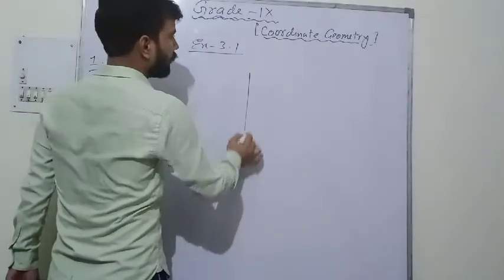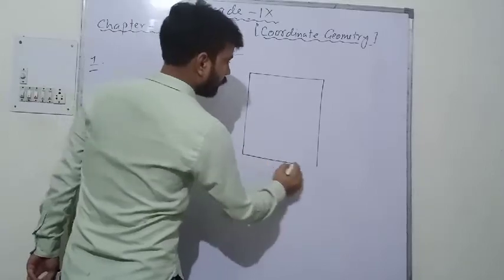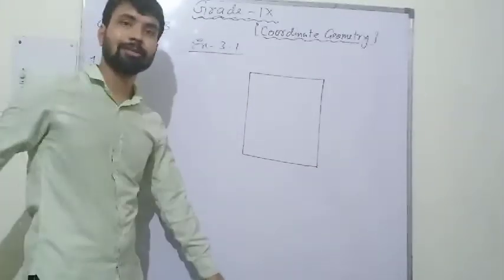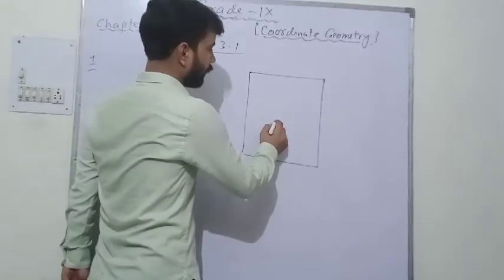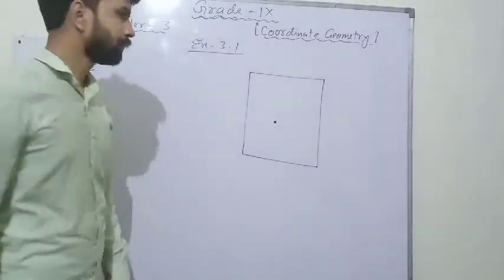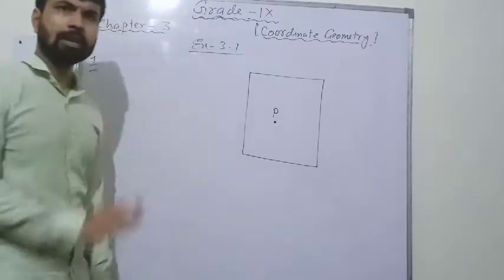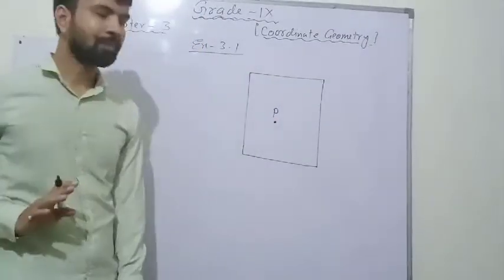We will have to draw the table here. Consider this is your study table. This is the top of your study table. Clear? And the table lamp is put here. This is the position of the table lamp. We have to consider its position. We have to find out the position of this table lamp.